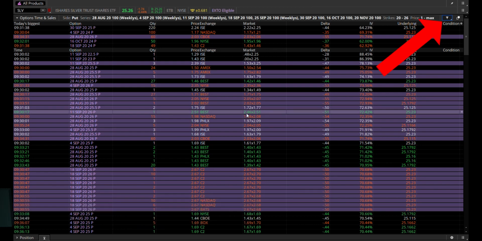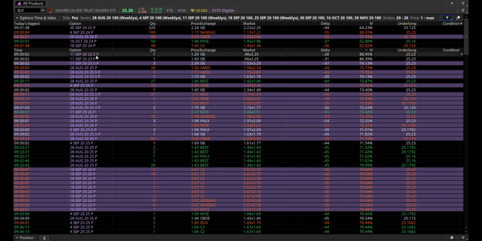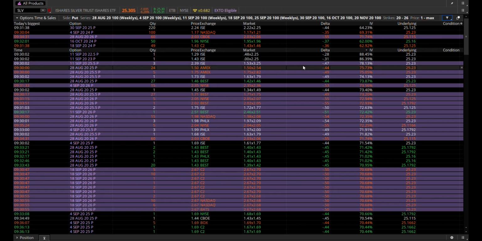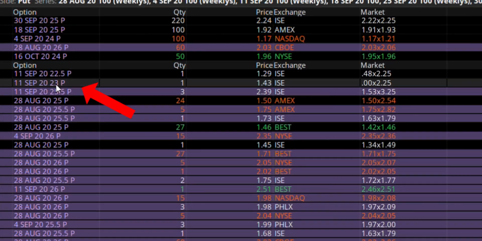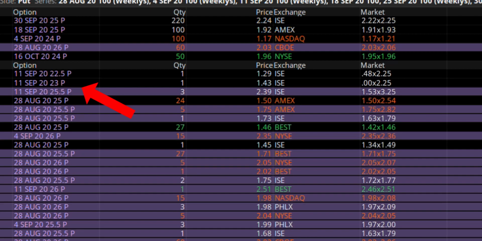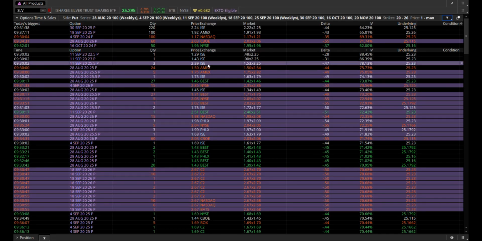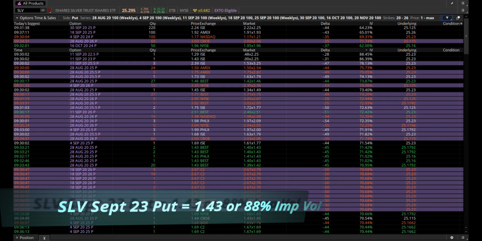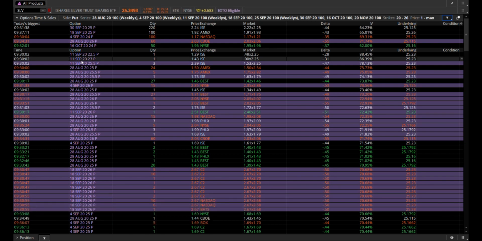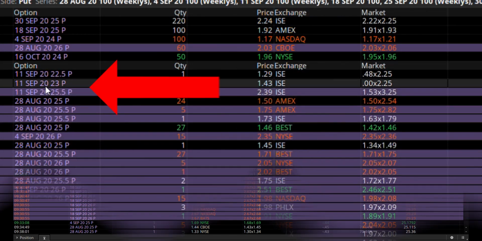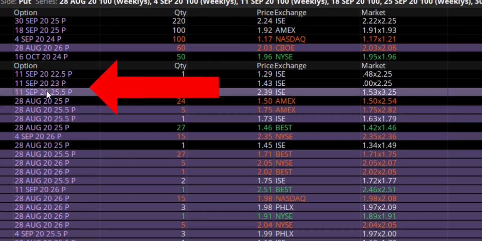Now what happens? In September, a 22.5 put. That's interesting, 88%. There's a 23 put in September. Okay, so we're seeing something in September. Let's see, the 23 put traded at $1.43. The 11th September timeframe seems to be where there's the best opportunity to get something done at a higher vol.